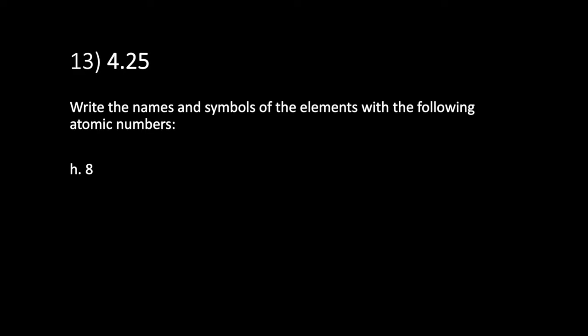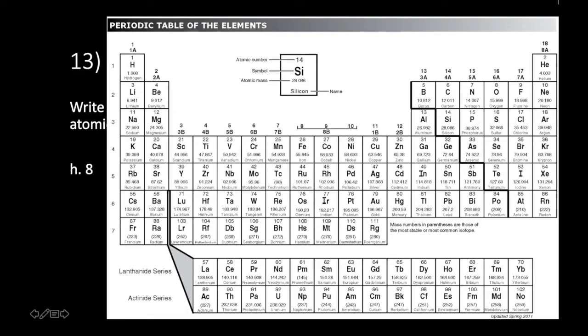How about 8? What if you have 8 protons in the nucleus? Well, then you are oxygen. Any atom that has 8 protons in its nucleus is oxygen, and anything that's oxygen has 8 protons in its nucleus. So you would write down the symbol, capital O, for oxygen, and then also the full name, oxygen, and those two things together would be the answer for 13H.